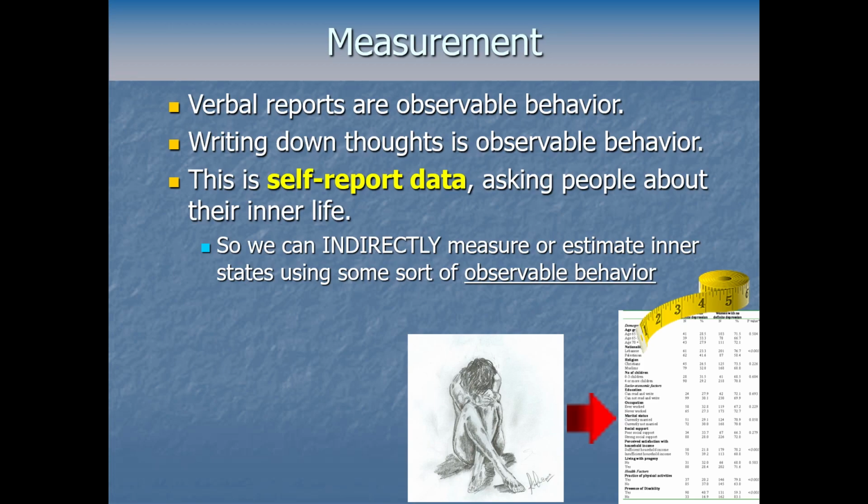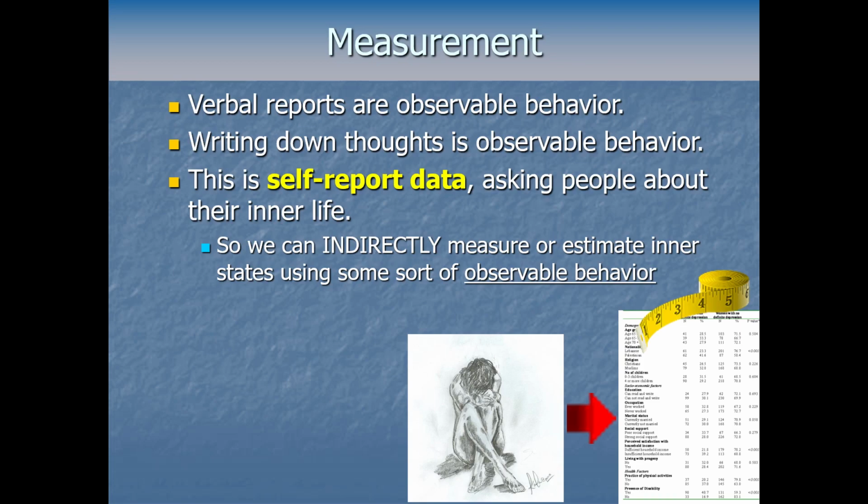So that's verbal report, right? But obviously if we're writing it, or they're circling 7 on a written scale of 1 to 10, or pressing a key on a computer, those can also be forms of self-report data. So let's say we want to measure some psychological variable, like say sadness.